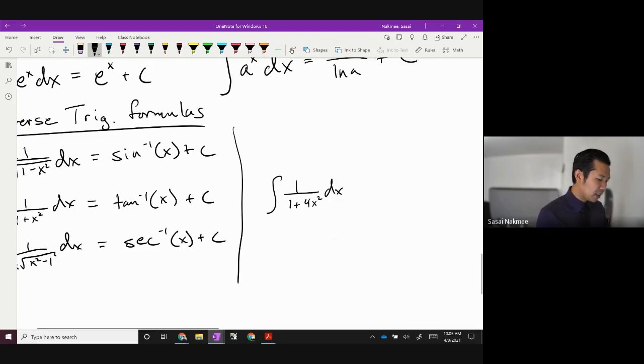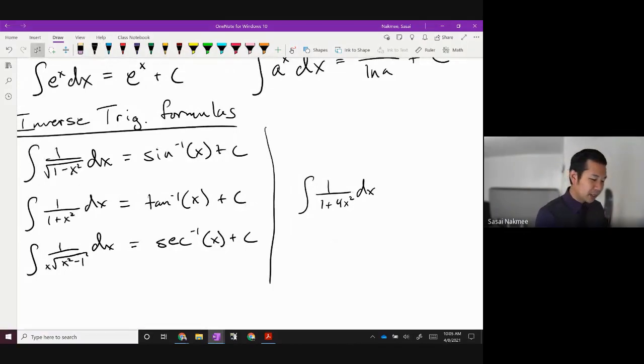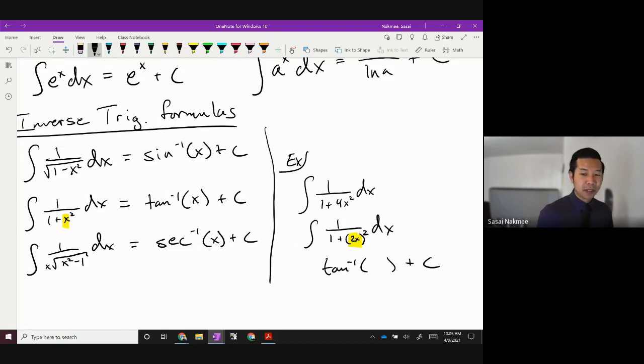This doesn't look like it's going to be the tangent function, but it actually is, because if you look at it closely, this is the same thing as 1 over 1 plus 2x squared. And that 2x is the stuff in there, very similar to the x in the formula. So when I do the antiderivative of this, it is going to equal the inverse tangent of some stuff plus c. What's that stuff? It's not just x, but it's going to be 2x. And if that is the case, your answer is not done like this.